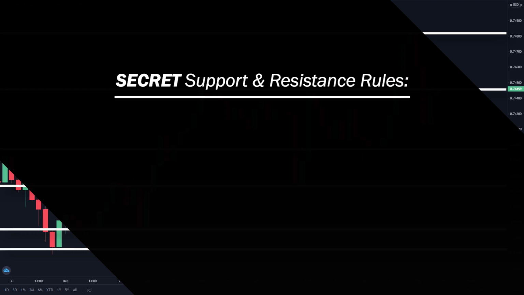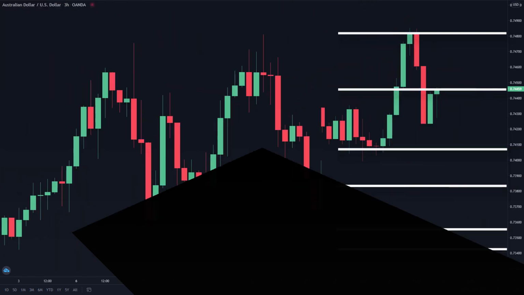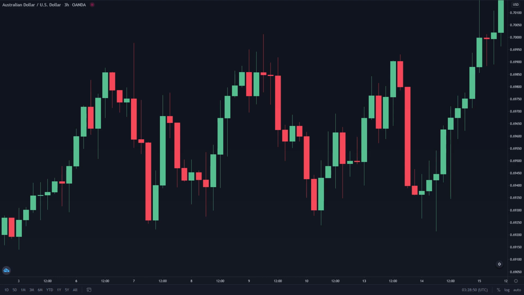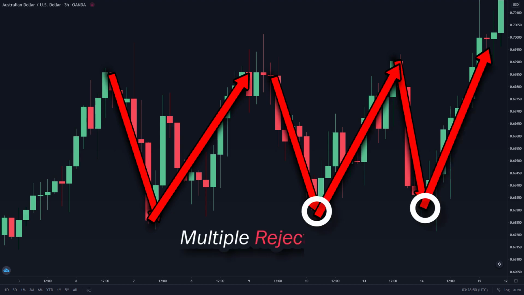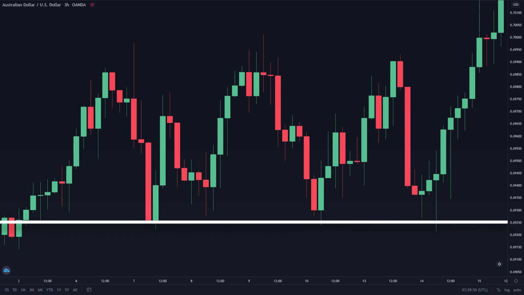So, the first criteria that validates a level of support and resistance is multiple rejections. Let me show you what I mean. So in this chart, we can see that prices went down to this level 3 times before reversing back up, giving us multiple rejections. And so we can draw a support line here.